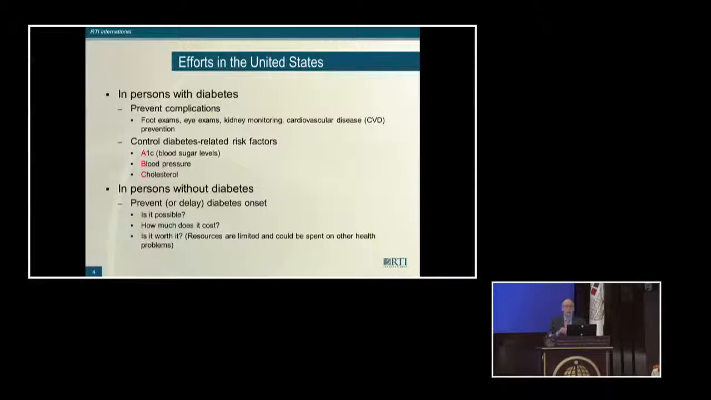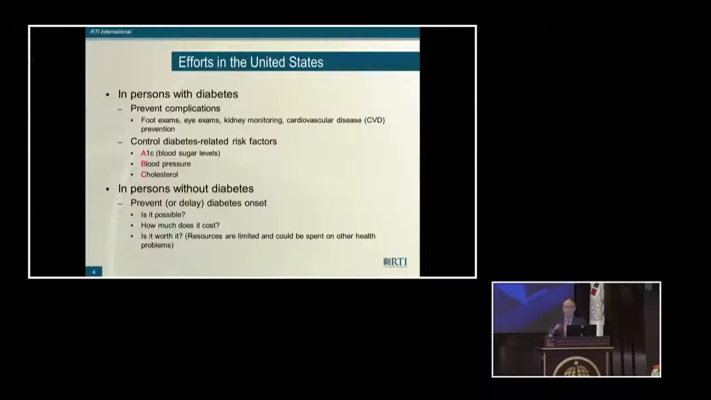onset? Is it possible? How much does it cost? And is it worth it? Now, the last two questions are the questions that economists like to focus on, but obviously we need the physicians and the epidemiologists to answer the first question.